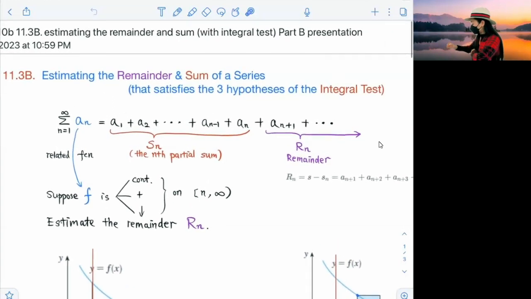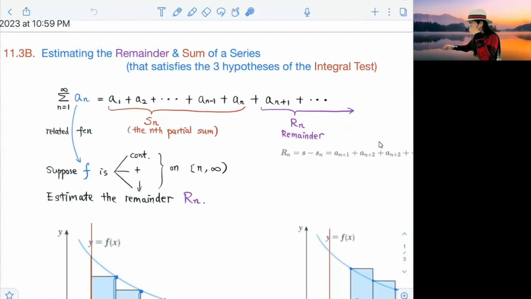Rn here is basically the sum take away Sn. Take away this part here, then this is Rn. Notice the index over here: the first term in the remainder Rn is actually a of n plus 1. So pay attention, the first term in this remainder has index n plus 1, because you chop it off over here. This is Sn, this is Rn.